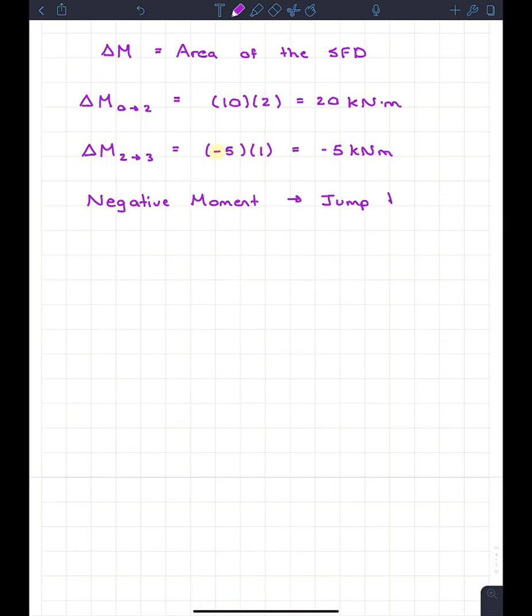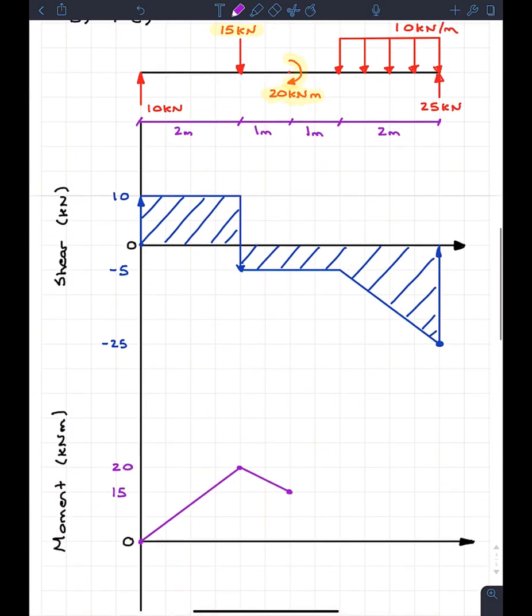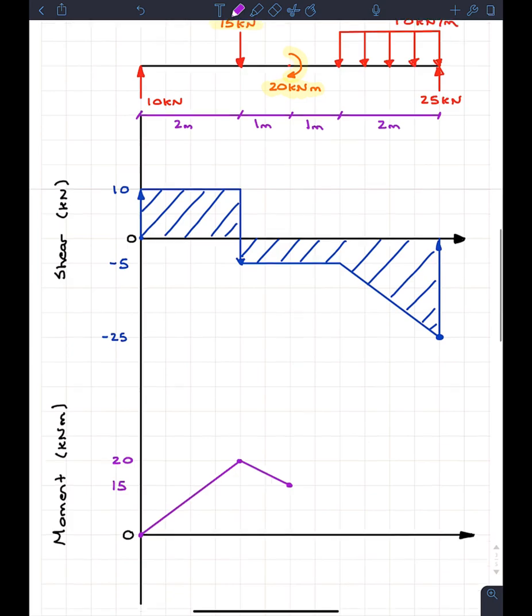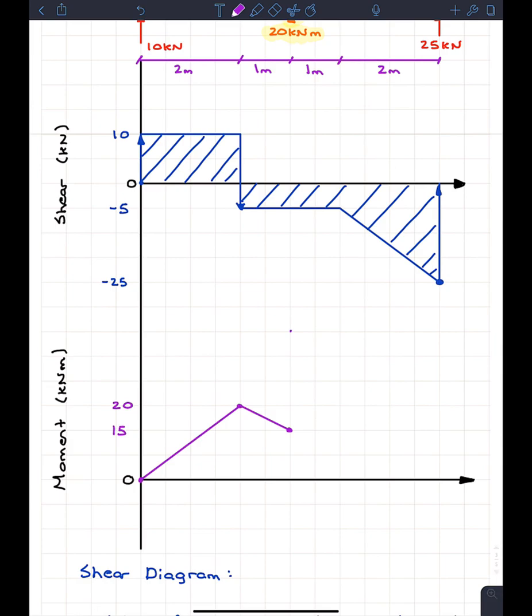And this is just because of the sign convention that we chose when we cut beams. So negative moments jump the diagram up, and positive moments they jump our diagram down. So very important. So if we look up here, we have a negative moment of 20 kilonewtons. So a lot of people would drop down. However, we actually have to jump up by 20 kilonewtons.